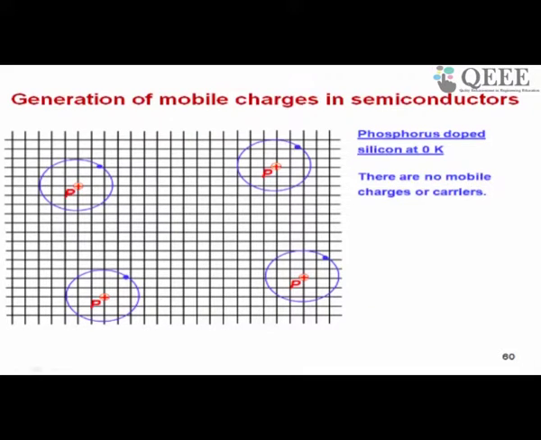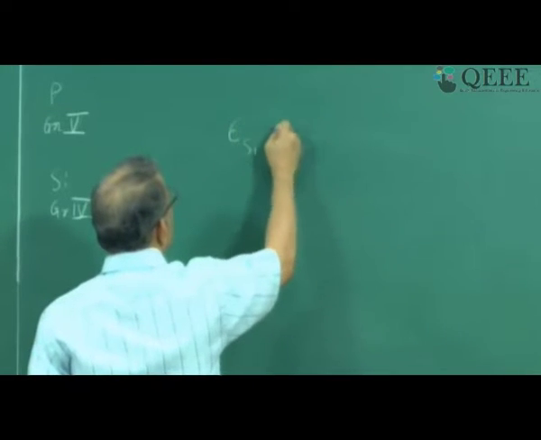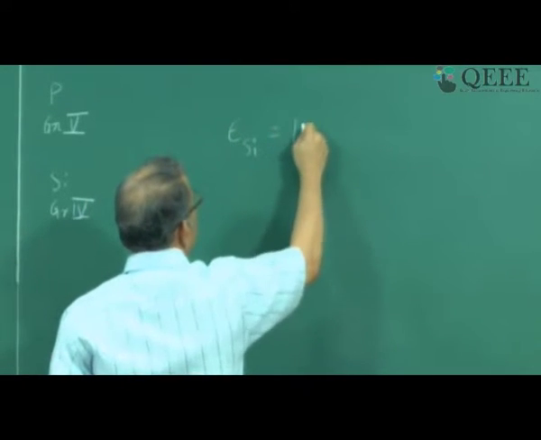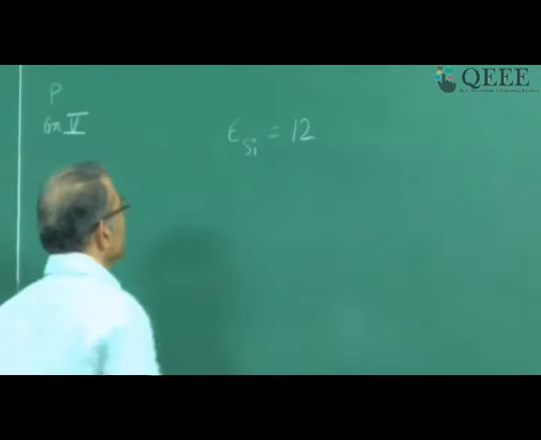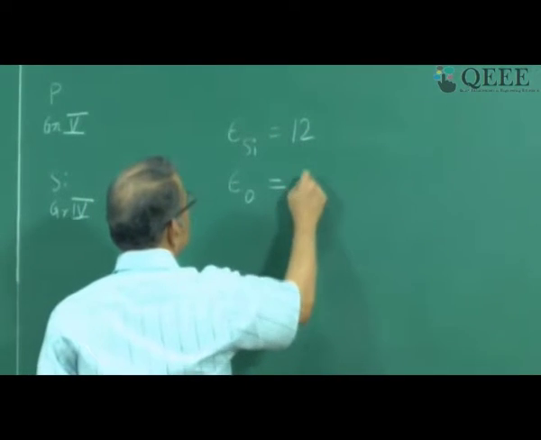Now at t equal to 0 K, the electrons corresponding to the phosphorus atoms are all revolving around the phosphorus atom and they are bonded. However, the force of attraction between the electron and the positive charge is much lower than it would be in vacuum, because, as we mentioned in the previous class, the dielectric constant of silicon is much more than the dielectric constant of vacuum. Dielectric constant of silicon is 12, whereas dielectric constant of vacuum is 1, right?